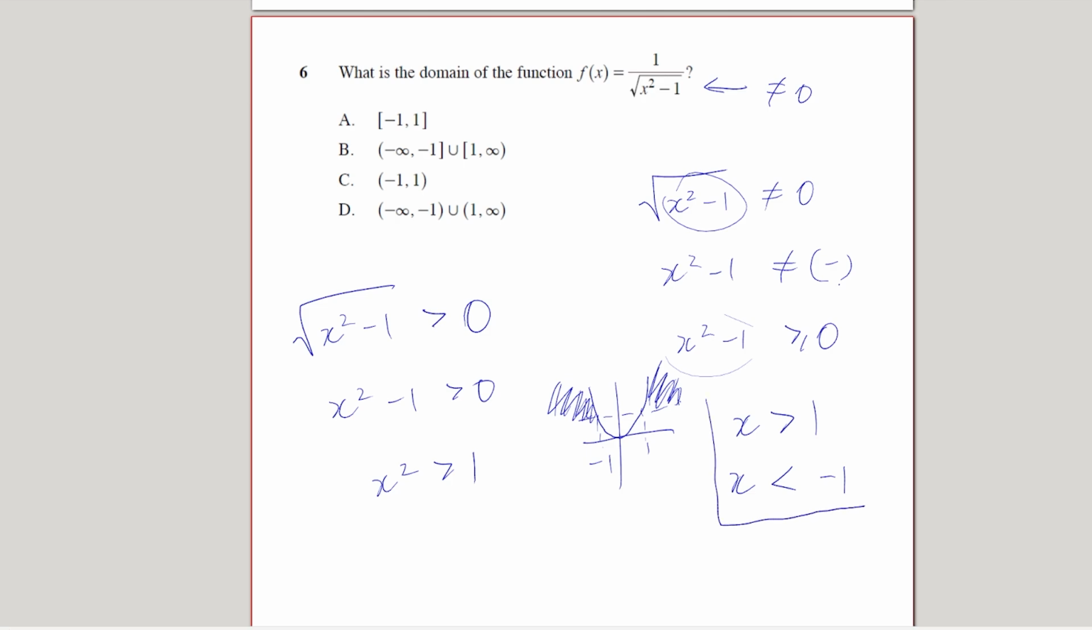So this is our condition, and if you want to write that in interval notation, it does not include 1, it goes all the way up to infinity, union does not include negative 1 and goes down to negative infinity, and that's question 6, it is D. Alright, let's move on to question 7.